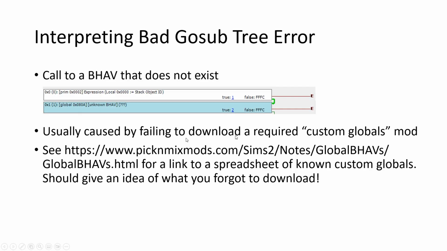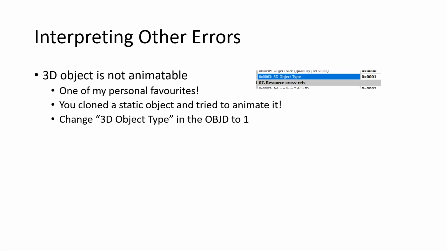Usually caused by failing to download a required custom global mod, usually the EP check. Recently, I created a set of notes for global BHAVs, which we have recently updated, and if you follow that link, it will take you to a page where there is a link to our Google Docs spreadsheet, which is a list of all custom globals. So it should give you an idea of what you forgot to download. Almost there.